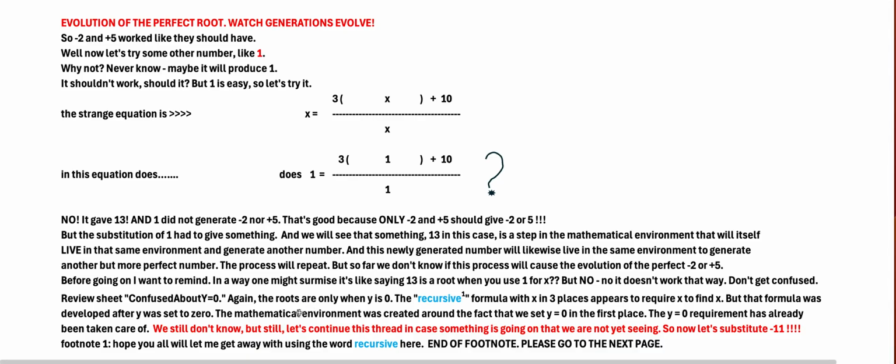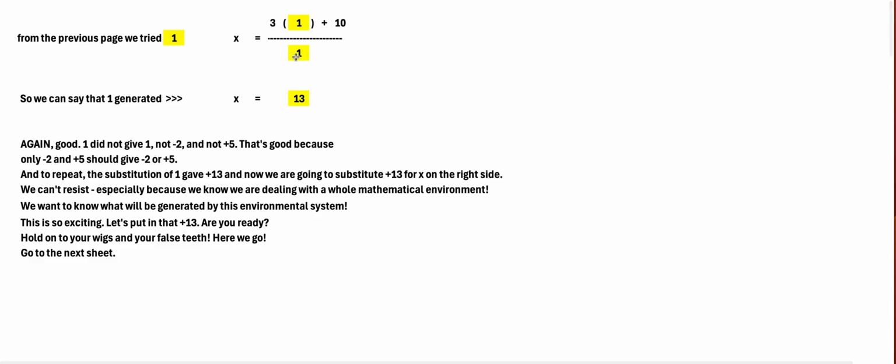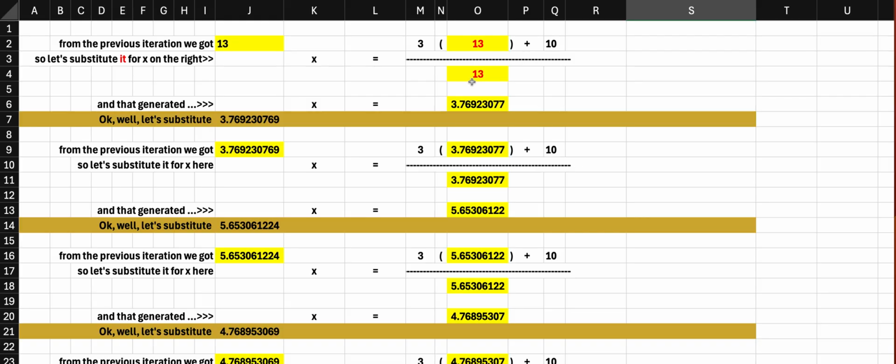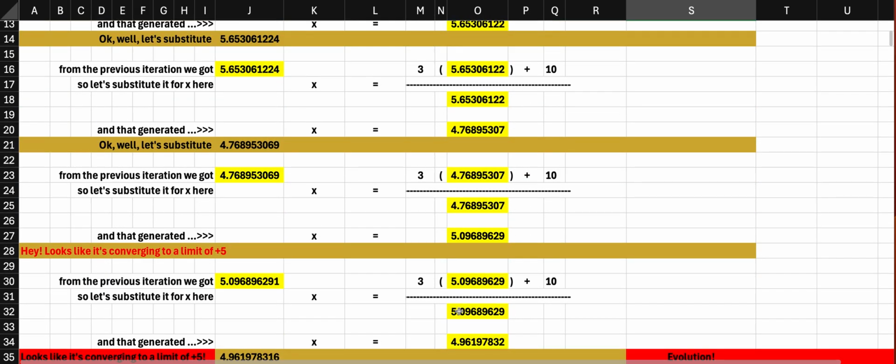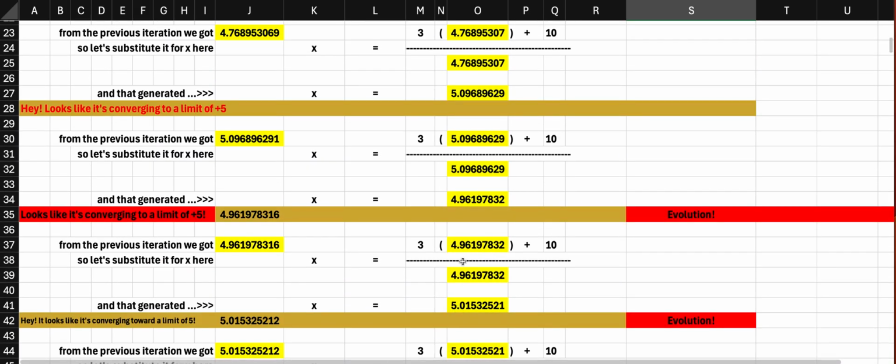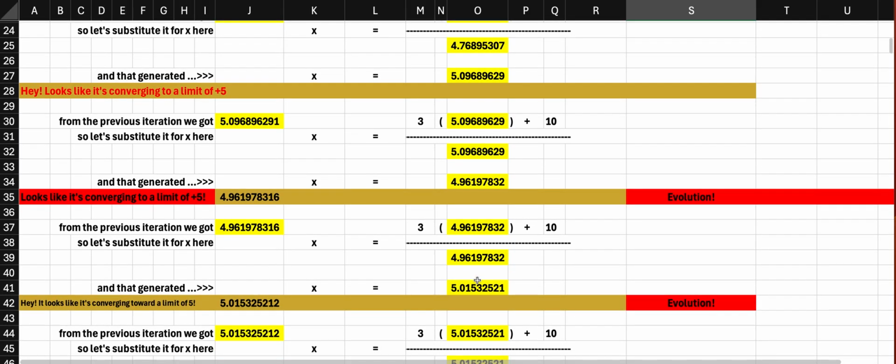But do read all this. There we have, again, the 1 gives the 13. Here we have the 13. We put that in, it gives 3.769 something. We put that in, 3.769 right in these two places. Then we get 5.65, put that in those two places. We just keep going on like that. And as we keep putting it back in there, 5 seems to be what it's converging on, this mathematical environment.